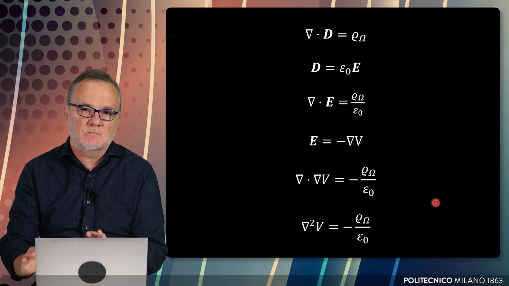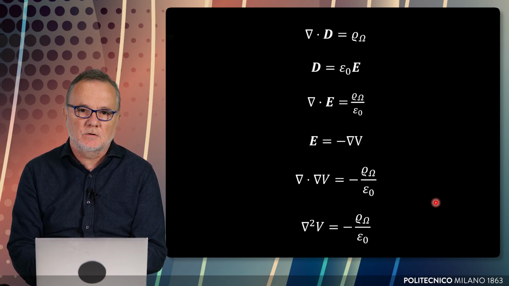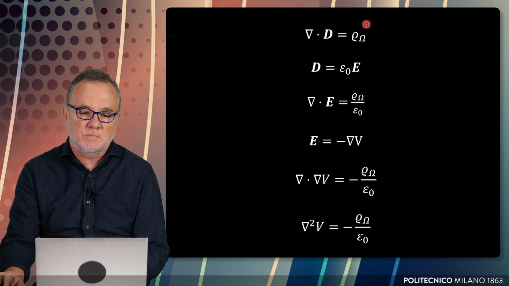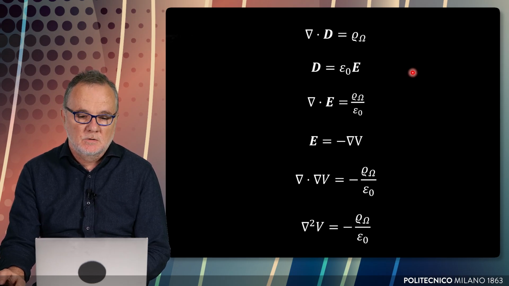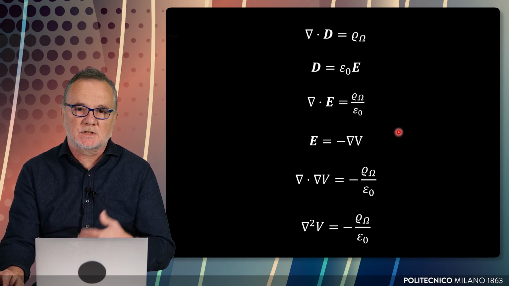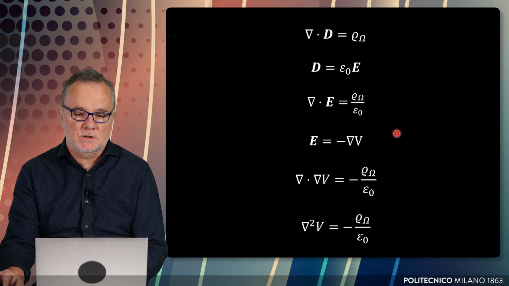So let's have a summary of all the equations of electrostatics. We have Gauss' law in differential form. It's written as the divergence of D, which equals the volumetric charge density rho omega. D is linked to E by the constant epsilon naught. The divergence of E is therefore rho omega divided by epsilon naught, and E is obtained as minus the gradient of a scalar field, that is the electrostatic potential.